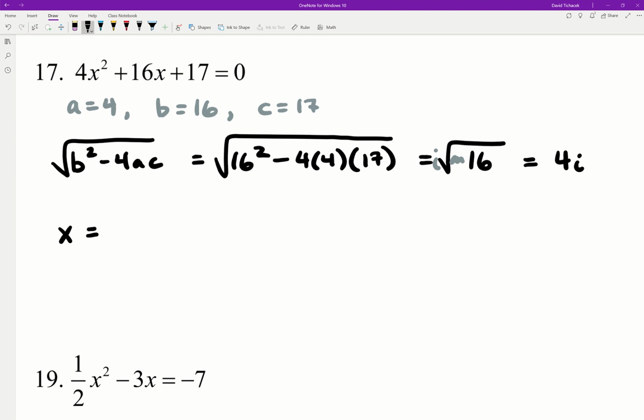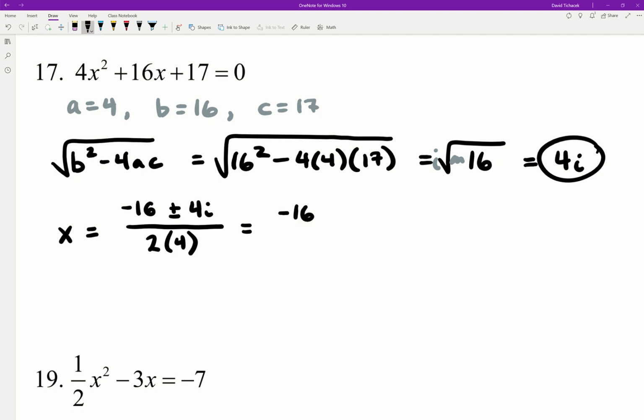quadratic formula here, that's going to be x is equal to the opposite sign of b. So our b is positive 16. So the opposite sign, of course, is negative, plus or minus the square root of our discriminant. Well, we already did all that heavy lifting. That's just going to be 4 times i. And then this is all over 2 times a, which is going to be 2 times 4 for us, or in other words, 8. So this is going to be negative 16 over its own 8, plus or minus 4i over its own 8. Again, just kind of splitting up that common denominator.